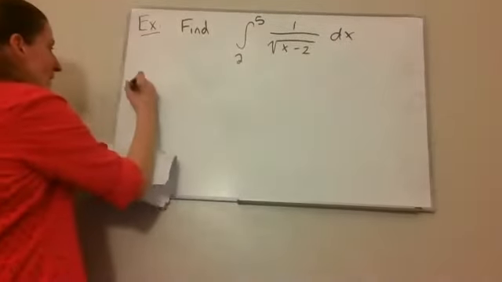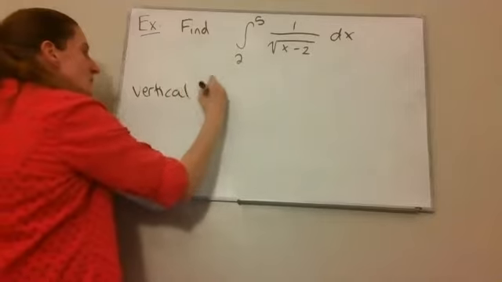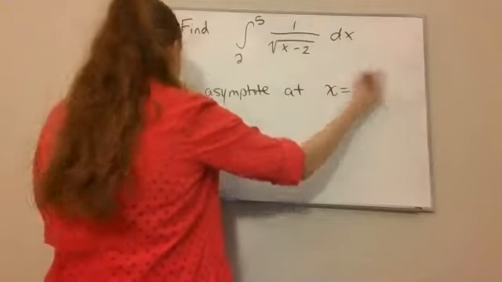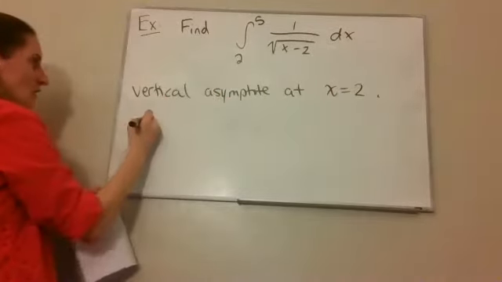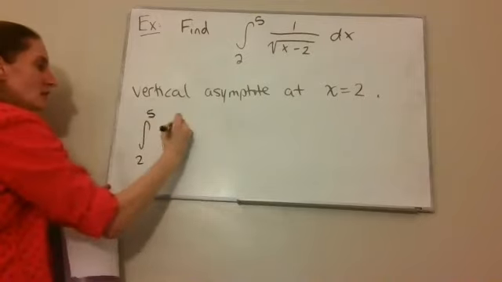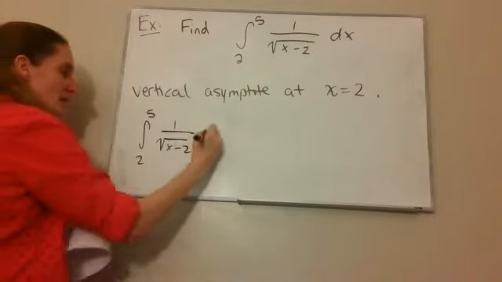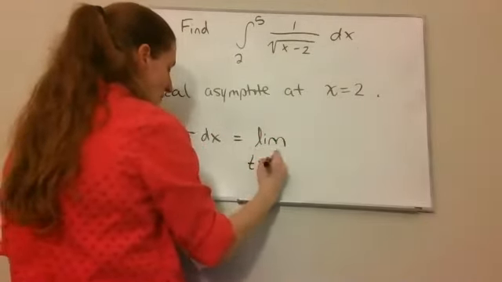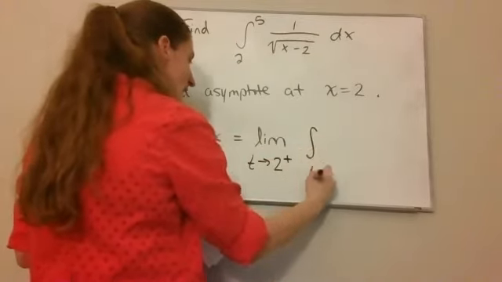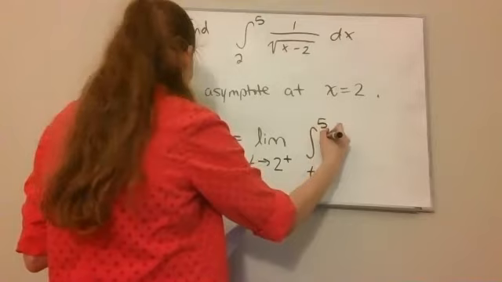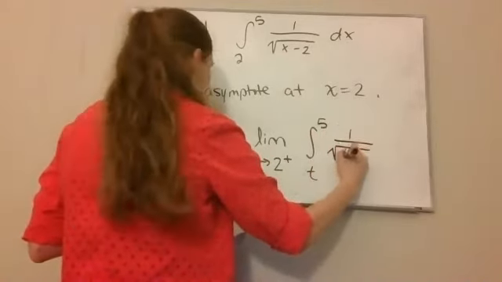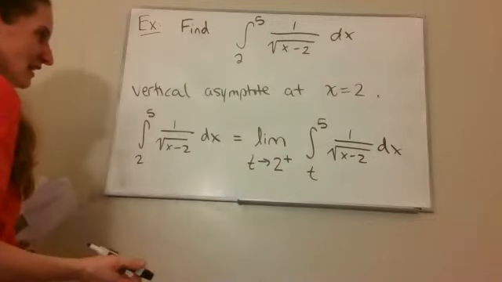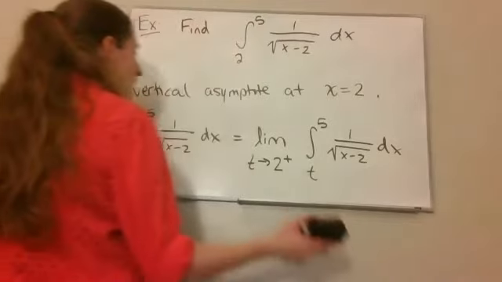So I have a vertical asymptote at x equals 2, one of my bounds of integration. So I can rewrite my integral using a limit to take care of the problem. So I'm going to have a limit as t approaches 2 from the right side of the integral from t to 5 of 1 over the square root of x minus 2. Now, how do I actually calculate that?